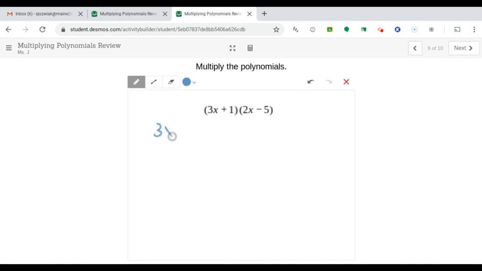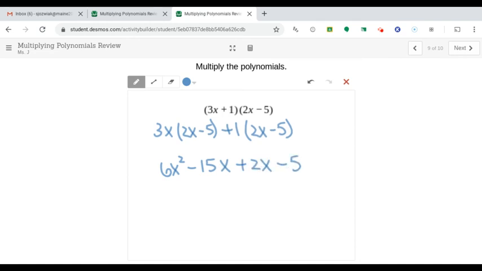Here we're going to space out the 3x and the plus 1 and then write in the 2x minus 5. And so we get 6x squared minus 15x plus 2x minus 5. And then there's our like terms, 6x squared minus 13x minus 5.